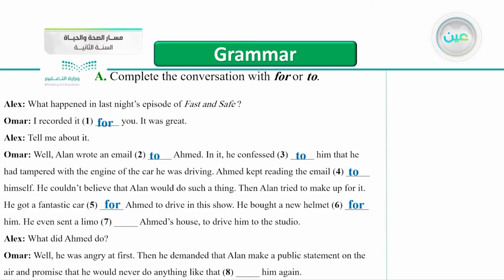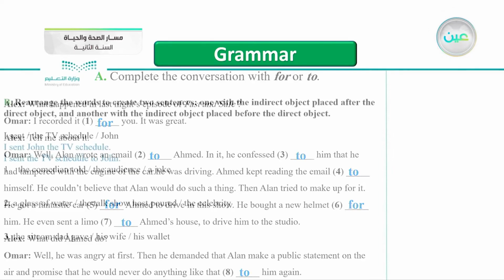He even sent a limo to Ahmed's house to drive him to the studio. Alex, what did Ahmed do? Umar said, well, he was angry at first. Then he demanded that Alan make a public statement on the air and promised that he would never do anything like that for him or to him. Yes, to him again. So now we know when to put to and when to put for.